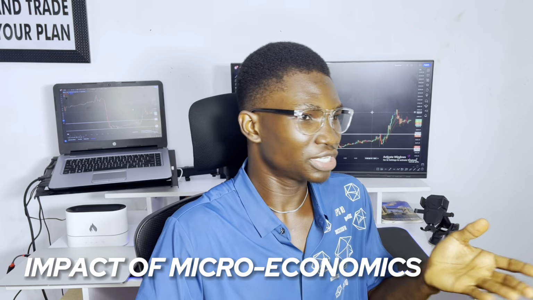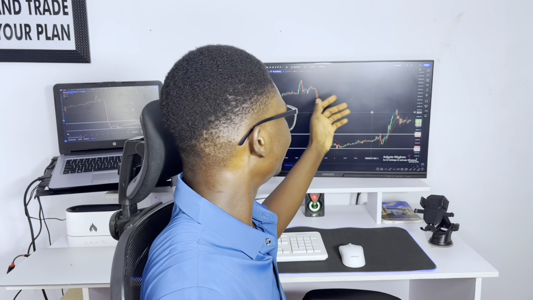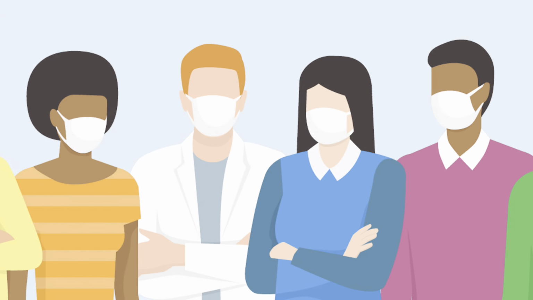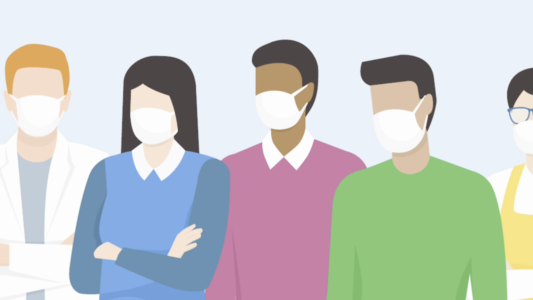So like you guys saw, let's take for instance now, you can see a very massive dump on my US30 chart. This is just a slight example of what microeconomics can actually do in indices trading. Let's take for instance the Covid-19 time, the pandemic, which was worldwide. A lot of stuff happened, and most of the impacts that Covid-19 played on forex or indices were negative.